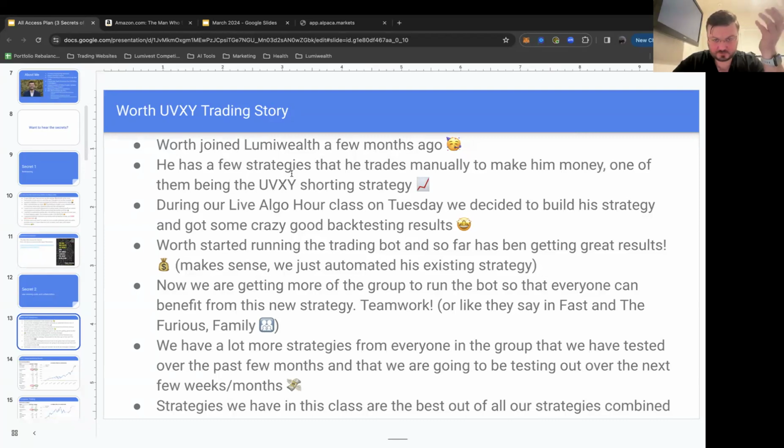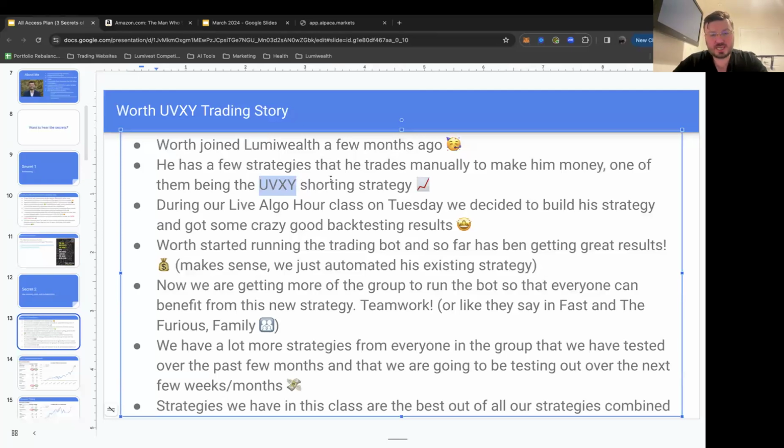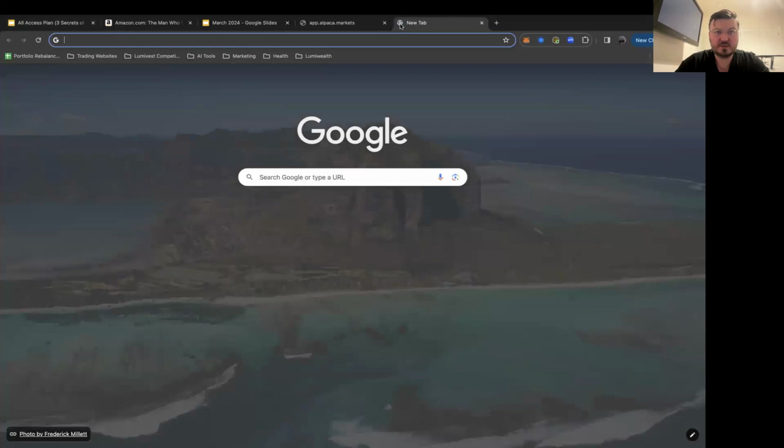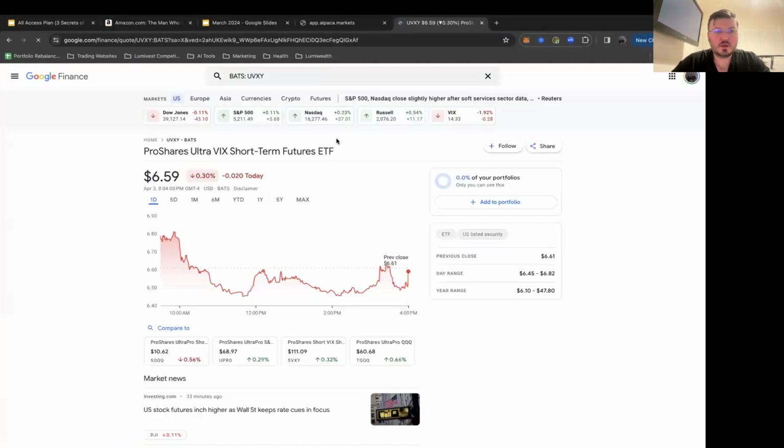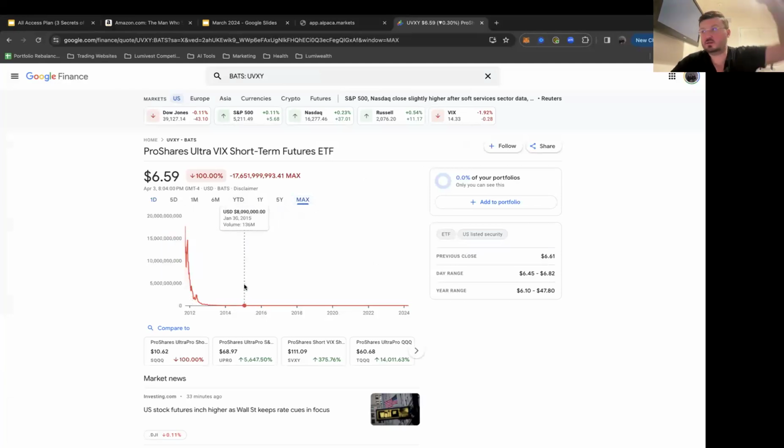So one of those times, what we did was Worth talked about his bot that he wanted to build. It's basically a strategy that shorts the UVXY. And if you don't know what that is, this is what UVXY is. Right, so here's the UVXY. If you look over a long time period, it basically just goes straight down, right?